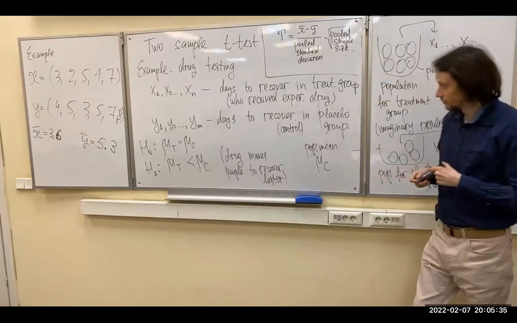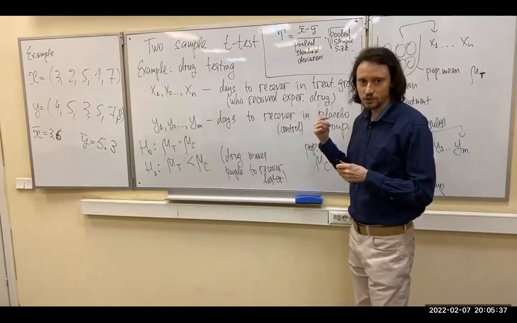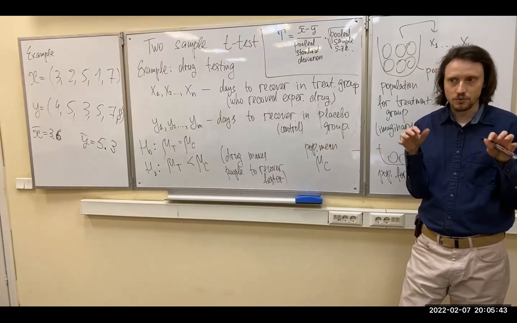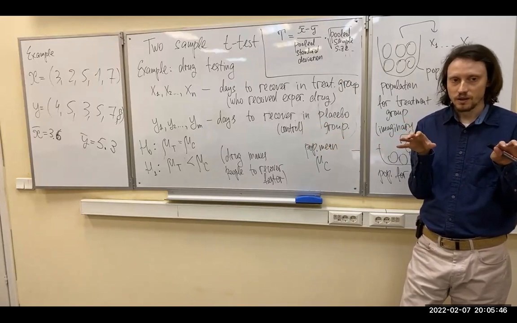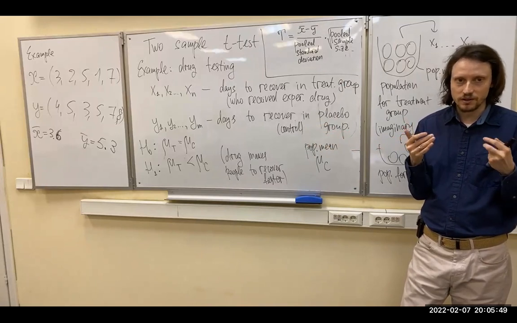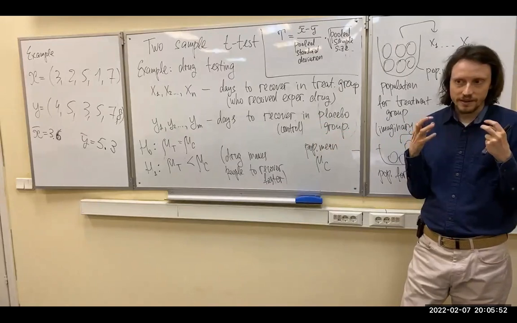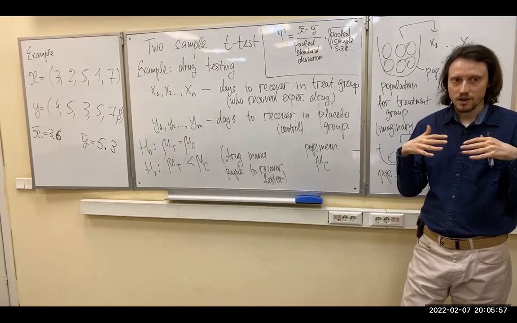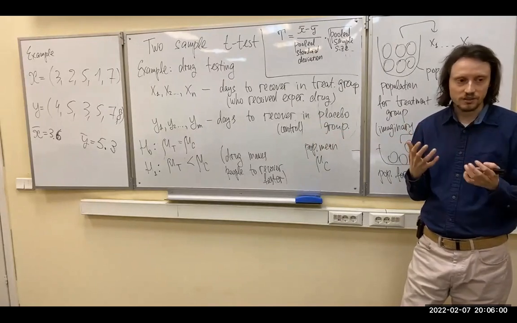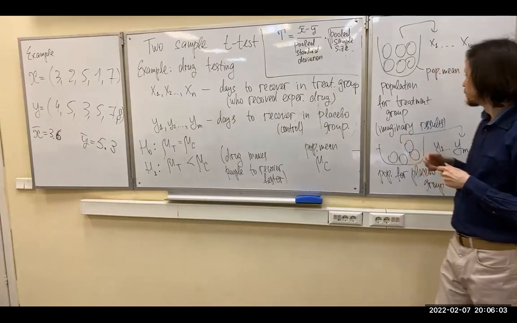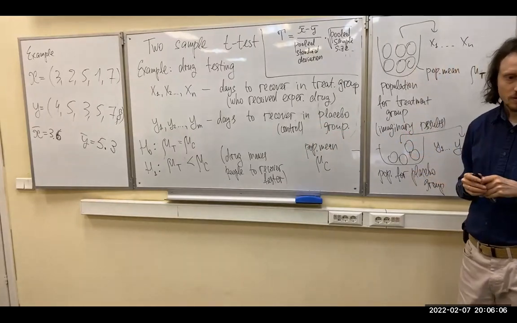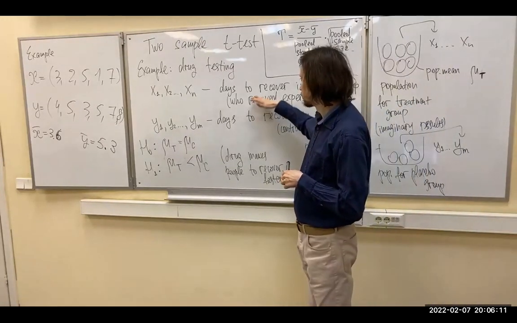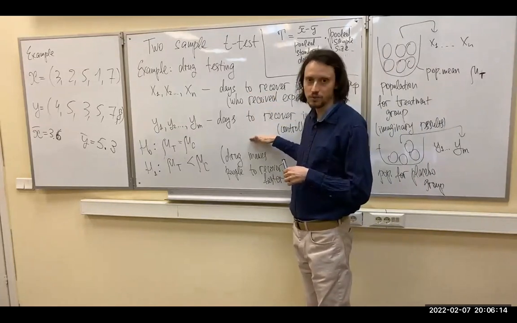And after the test, if we reject null hypothesis, we say that we see significant difference between these two sample means. It means that this difference cannot be explained just by pure chance, just by randomness. This difference suggests that there is a difference between the corresponding populations, between the population of possible outcomes of our treatment compared to outcomes of treatment with placebo.